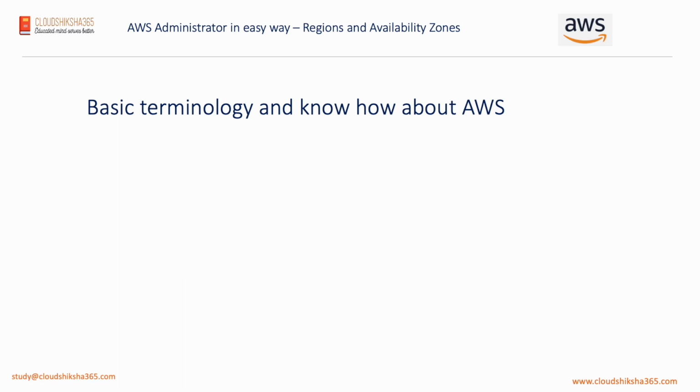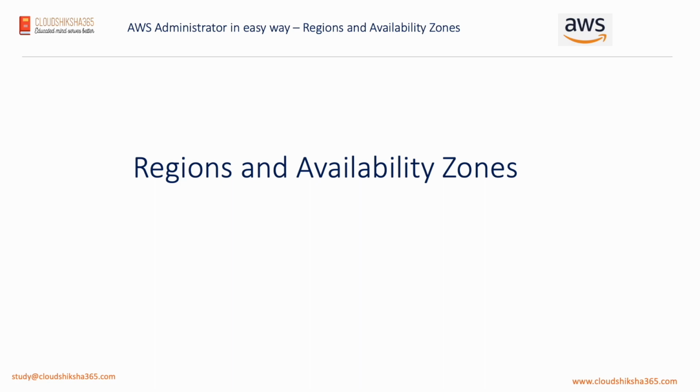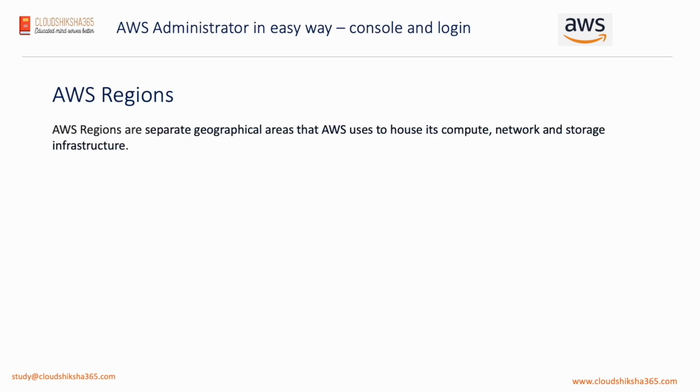So when we talk about basic terminology for Amazon Web Services, then the first thing that comes is regions and availability zones. So an AWS region is a separate geographical location where we can create virtual machines and use the compute, network and storage infrastructure which is available from that particular AWS region. So now what does it mean?